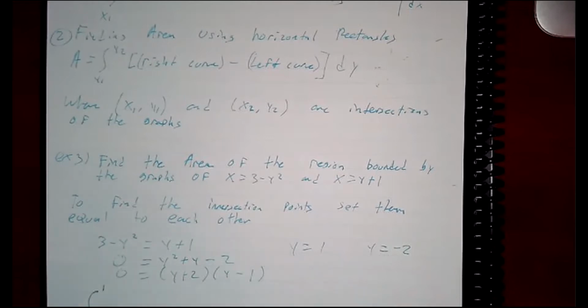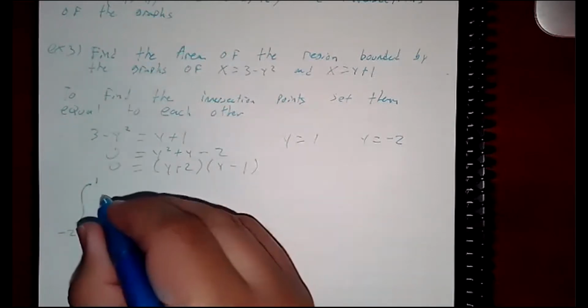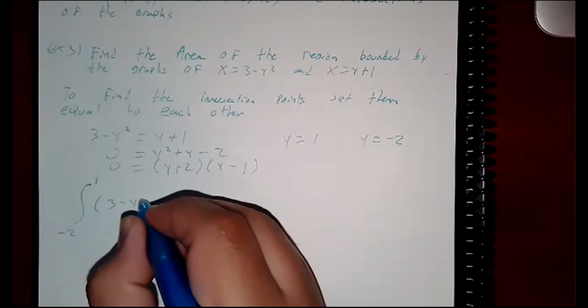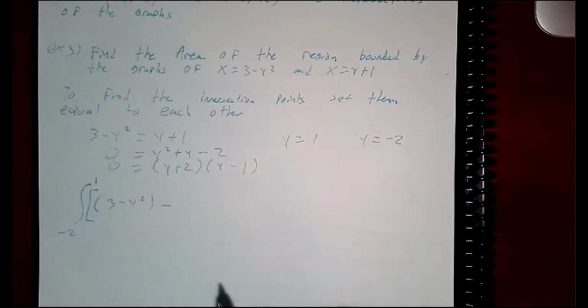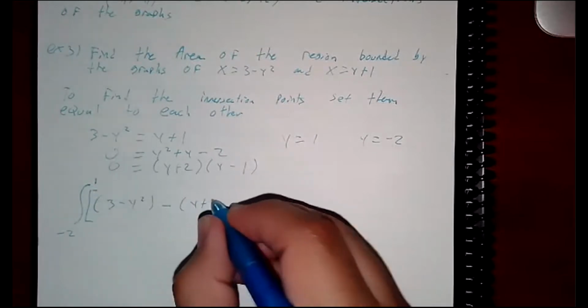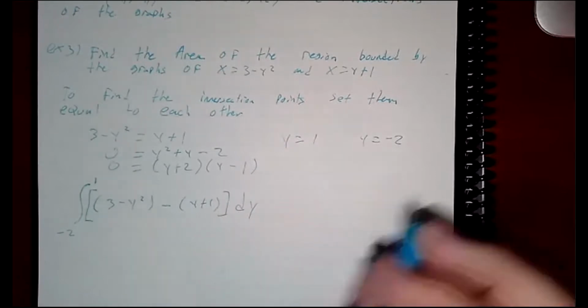Now I'm going to do the right function minus the left function. What is the right function? Do you remember? 3 minus y squared. Yeah, it's the parabola, right? 3 minus y squared minus the left function, which is the line, y plus 1, dy. Okay.